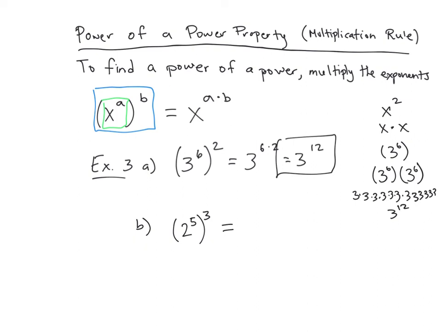So again, we're multiplying here, so we're going to keep that same base. 2 is my x here, or my base. And then my a is 5 and my b is 3, so I'm going to multiply 5 times 3 in the exponent, and I'm left with 2 to the power of 15. So those are 3 rules. We're going to have you try 2 problems just to make sure you can differentiate between those rules, and then you should be ready to go on this one.